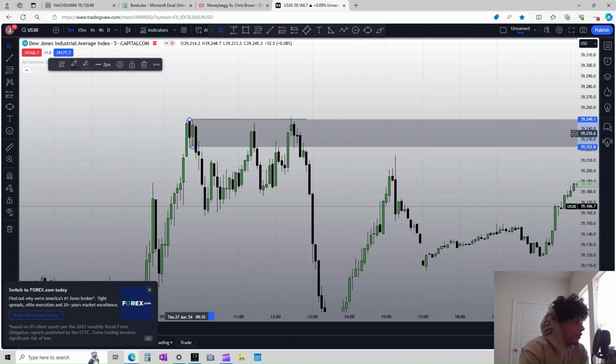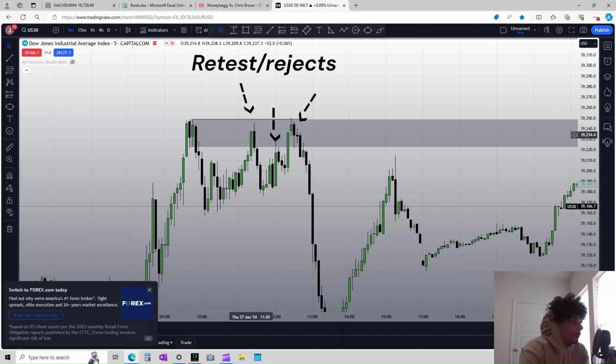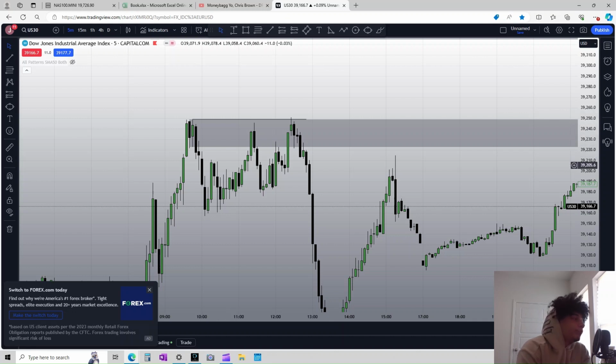Same thing, chart the previous candle. Not only did price come up and retest here, it came back up, retested again right here, and then a little steeper sweeping liquidity. Okay.